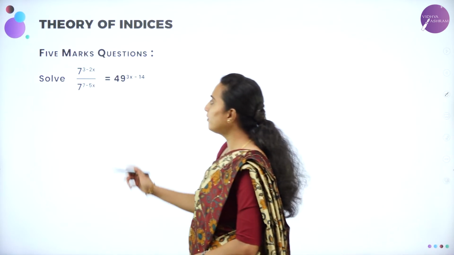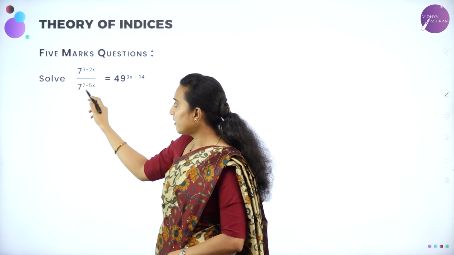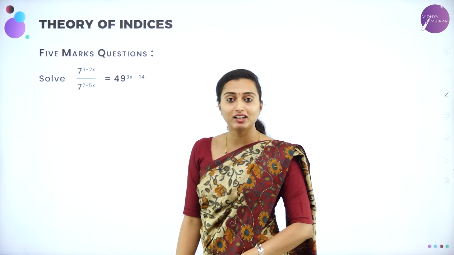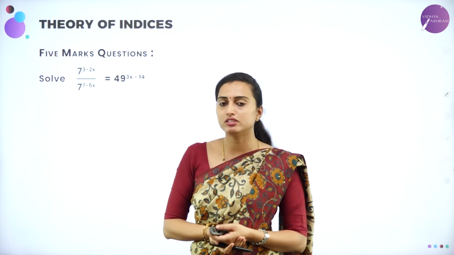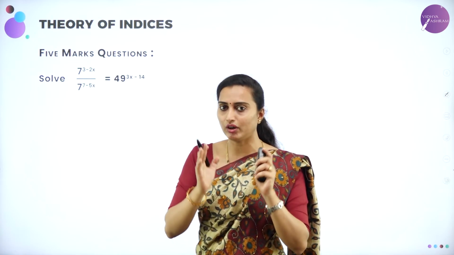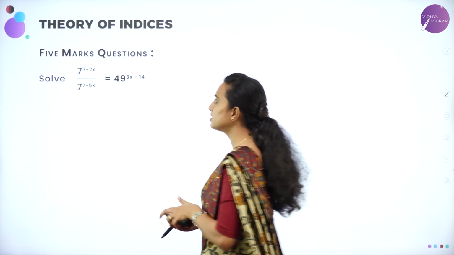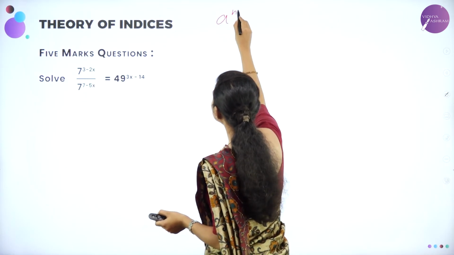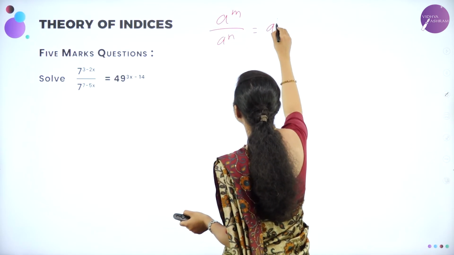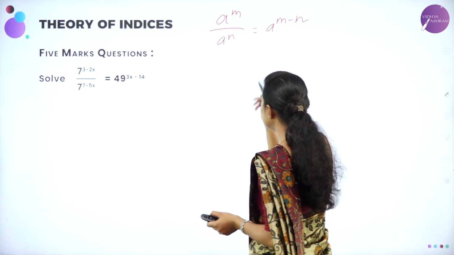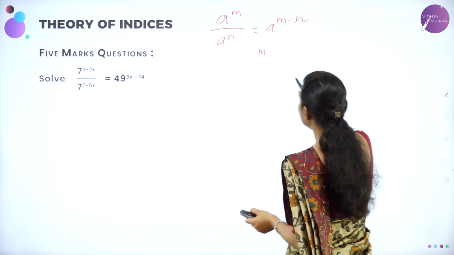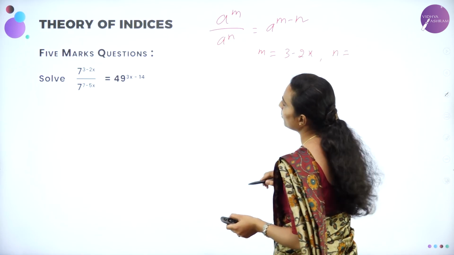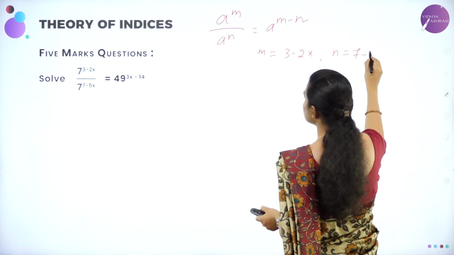Solve 7 power 3 minus 2x divided by 7 power 7 minus 5x is equal to 49 power 3x minus 14. Now this 49, how can we write it in terms of 7? 7 squared. That you have to remember. You can observe, dear students, this is a power m by a power n. I can write this as a power m minus n. Here m will be equal to 3 minus 2x and n will be equal to 7 minus 5x.